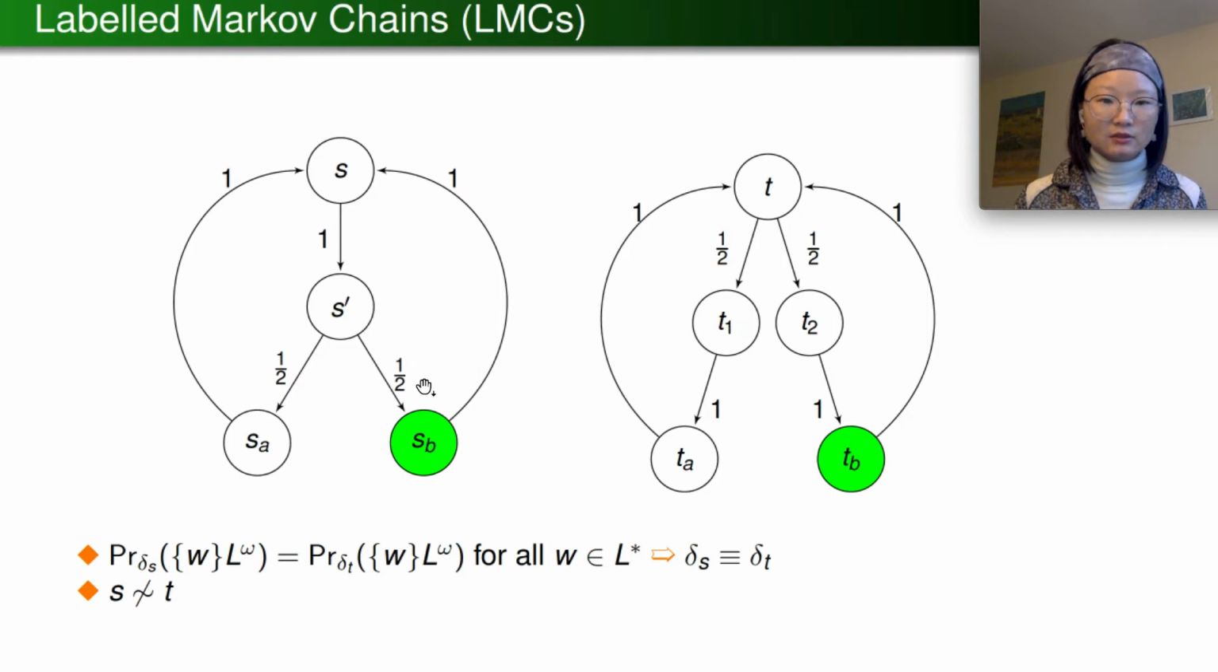They transition to the probabilistic bisimulation class, which contains S_B, with different probabilities. From S prime, it is a half. From T1, it is 0. And since S prime and T1 are not probabilistic bisimilar, S and T are not probabilistic bisimilar.